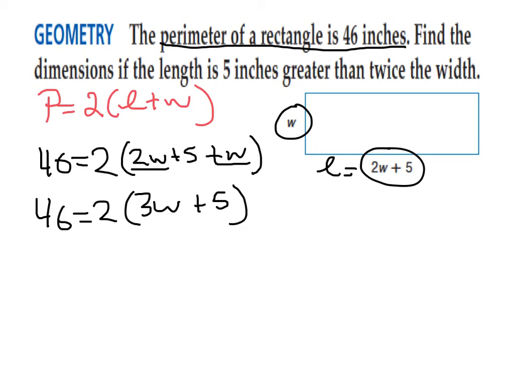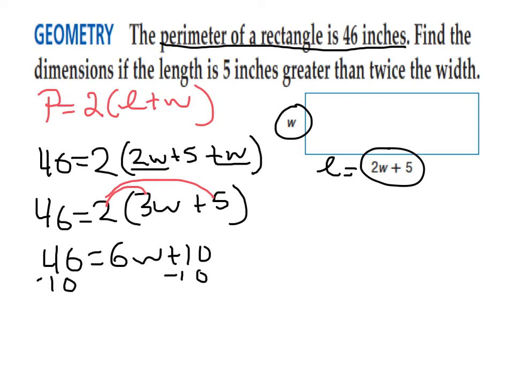Now you can see that we still have parentheses because we haven't completely simplified inside, so that's when we're going to go ahead and take the 2 and distribute. 46 is equal to 6W plus 10. Alright, I only have one W, so I'm going to go ahead and isolate it by subtracting 10 from both sides. I get 36 is equal to 6W.